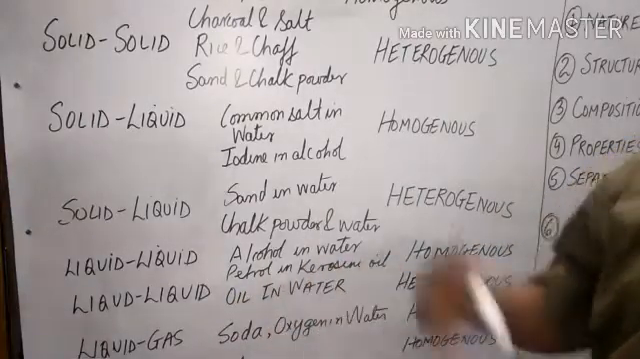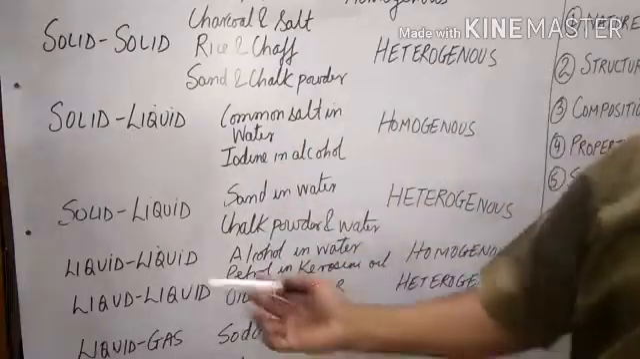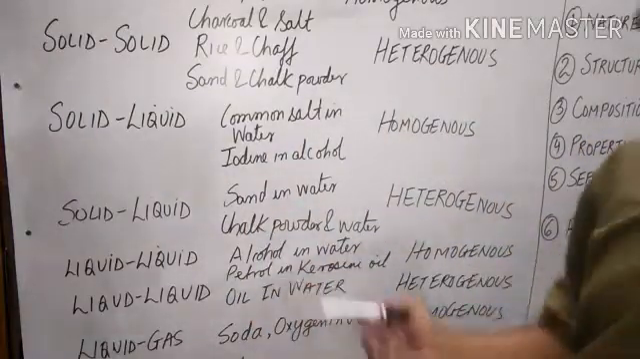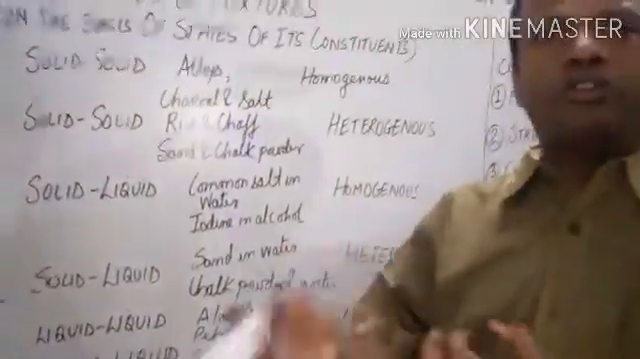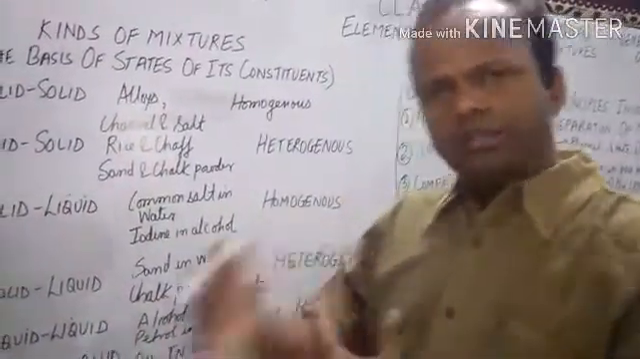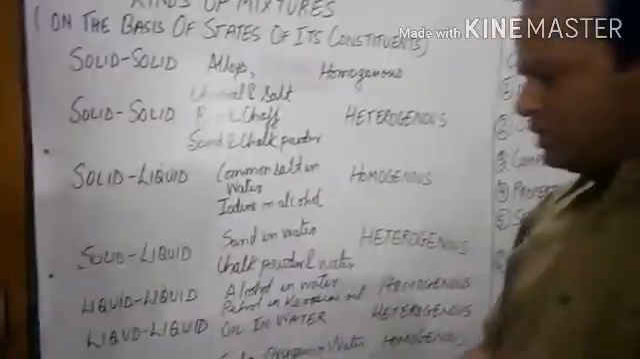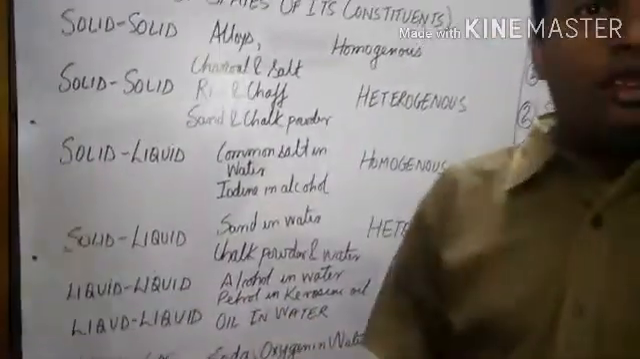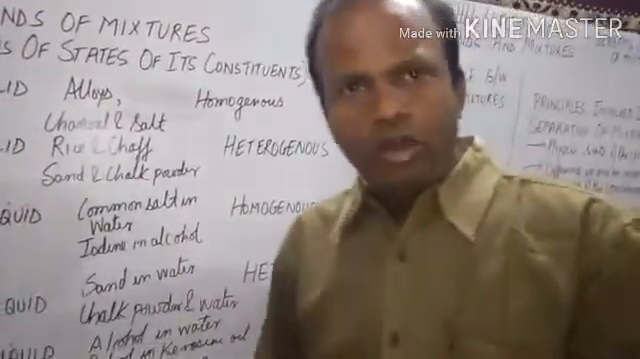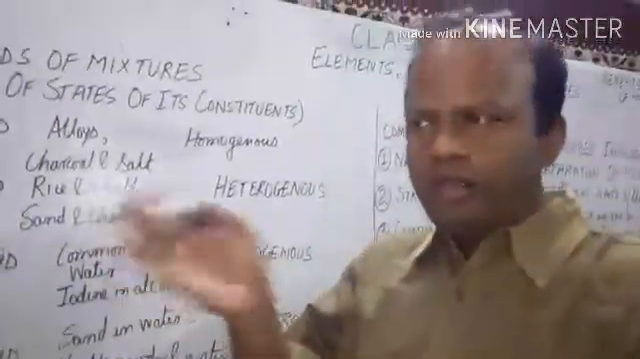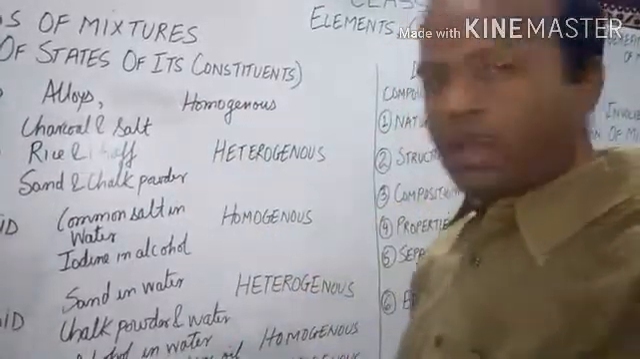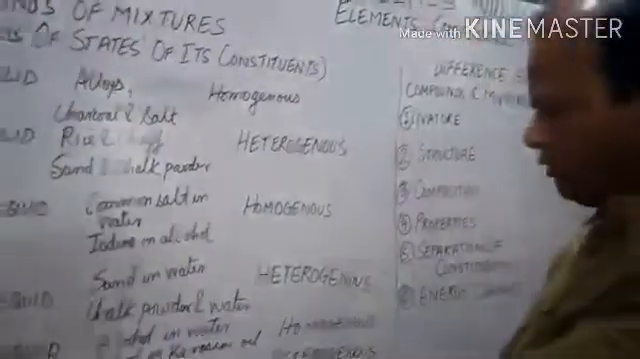Alcohol in water. You mix alcohol in water, it will mix uniformly. That's why it's a homogeneous mixture. Petrol and kerosene oil. You mix petrol and kerosene oil, you will not be able to distinguish by seeing where the petrol is. So it is mixed uniformly. Therefore it is homogeneous. But if you mix petrol in water, you will easily see 2 layers. So they are not mixed uniformly. That's why it's a heterogeneous mixture.